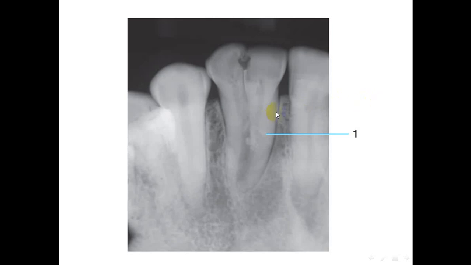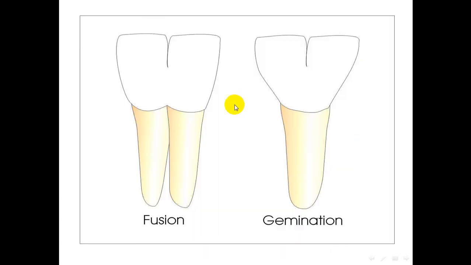Here is the fusion of the tooth, two joined adjacent incisors. You can see there are two crowns, two roots, and they are fused in the middle. The second: this is the difference between fusion and gemination. Gemination is when the same tooth undergoes a division in the middle, while fusion is the fusion of two separate teeth on one side.